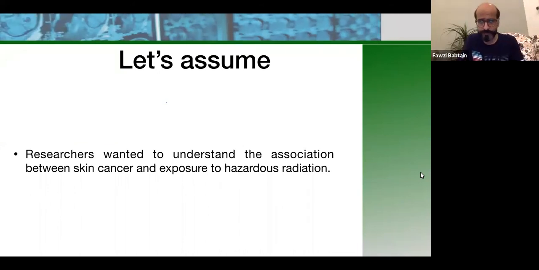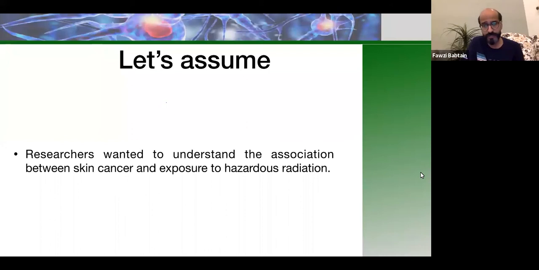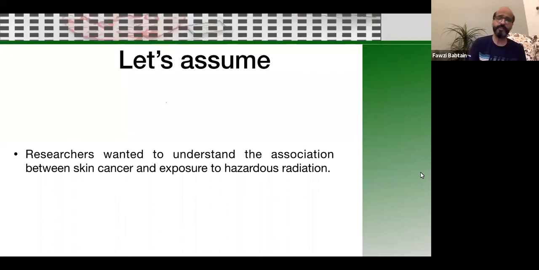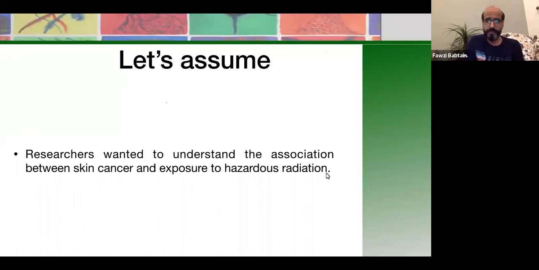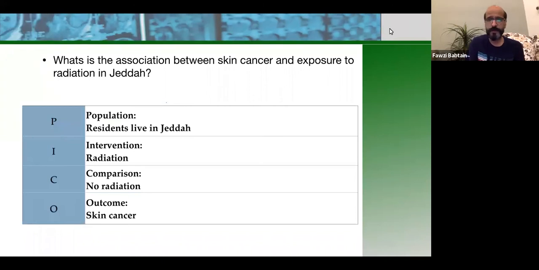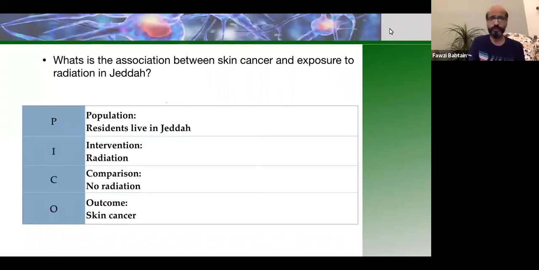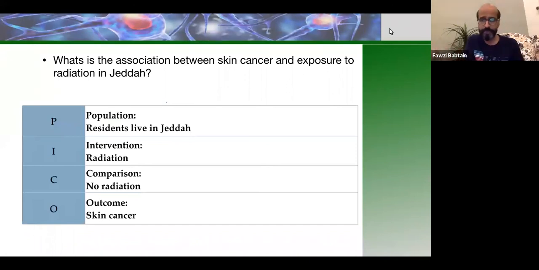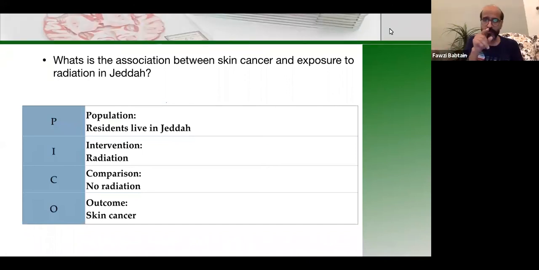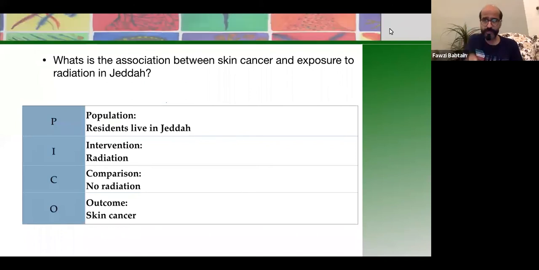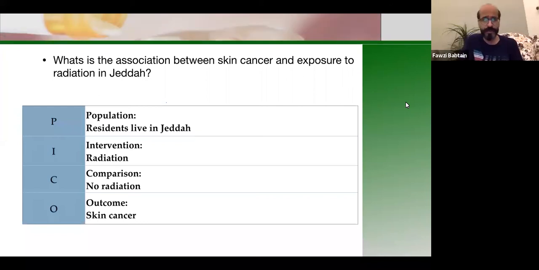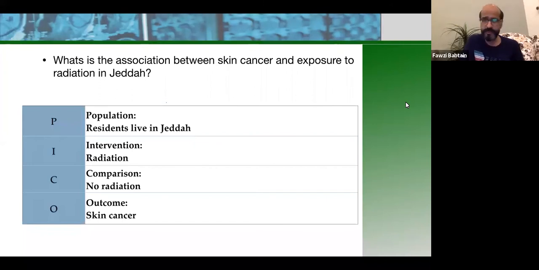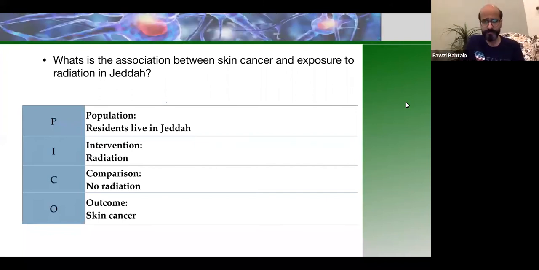Now, let's assume researchers wanted to understand the association between skin cancer and exposure to hazardous radiation. Your research question is, what is the association between skin cancer and exposure to radiation in Jeddah? I'm being specific, thinking of the risk of skin cancer because of this exposure, and I define my population in Jeddah, in one city, for example. And I come up with my PICO. The population is the residents in Jeddah. The intervention is the radiation, and the comparative group is no radiation.